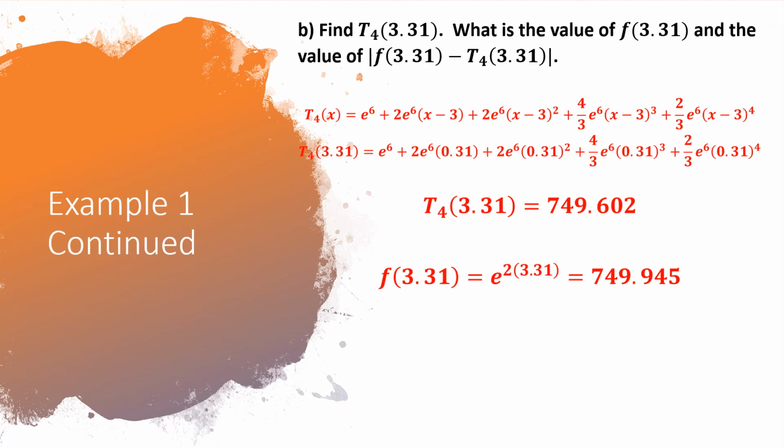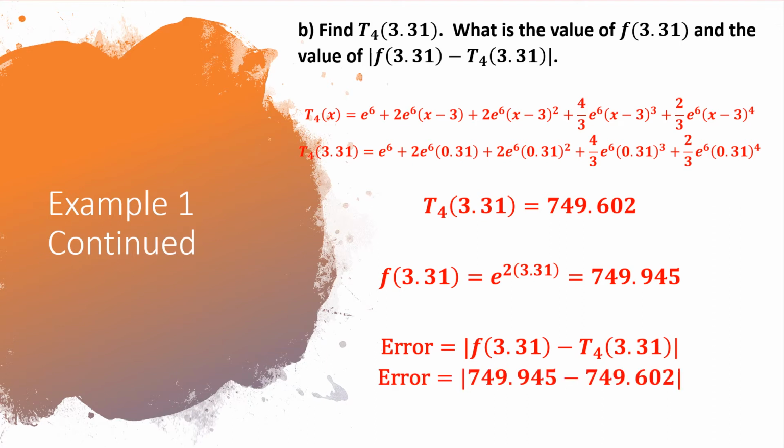And so to find out the error using T sub 4, I know the error is going to be the true function minus the approximation, the absolute value of that. And so that's going to be the 749.945 minus 749.602. And so my error is 0.343. Now, if you want to reduce your error, you want to go out to a bigger Taylor polynomial, like you would want to use T sub 10 or T sub 100. That will reduce your error.